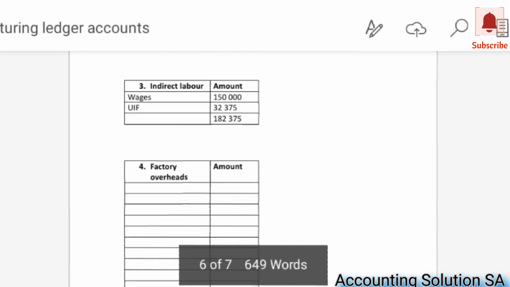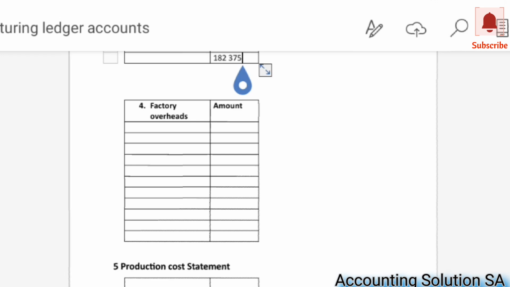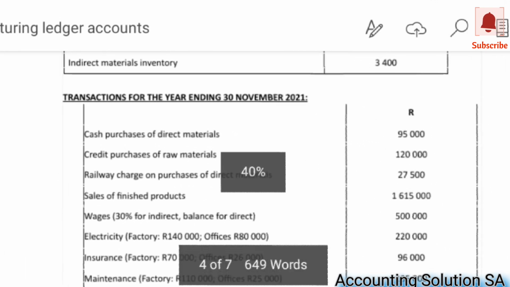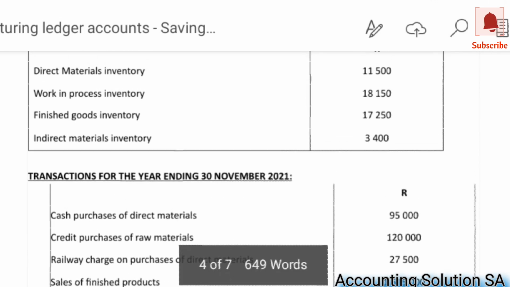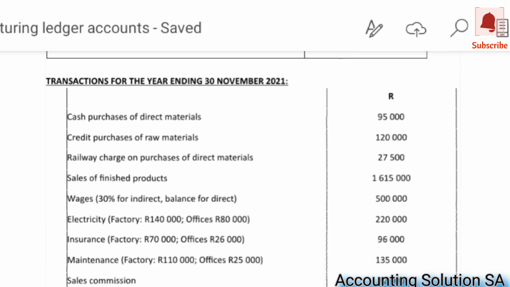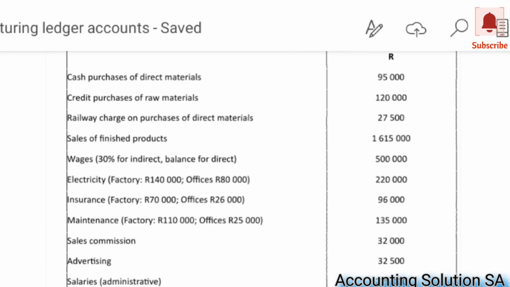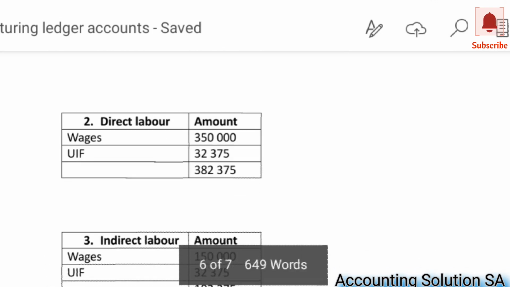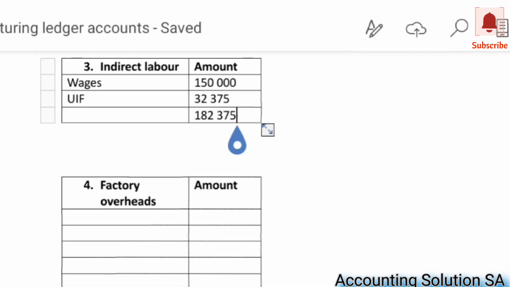Then the next note, we have to prepare the factory overhead. Let's start with the factory overhead and check everything that is indirect. Let's check. Number one, we have electricity. Sales of finished goods, these are not a part of the factory. Number one, we have wage, the one that we calculated, of course indirect labor, we have to transfer it to factory overhead. Indirect labor, we got an amount of 182.